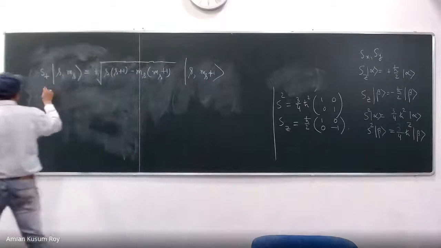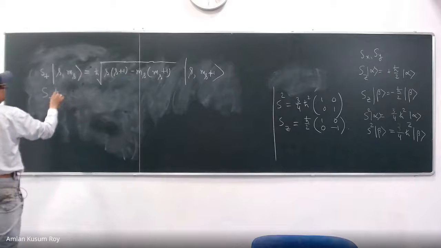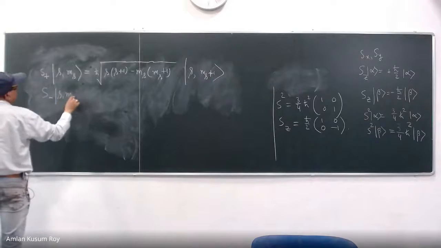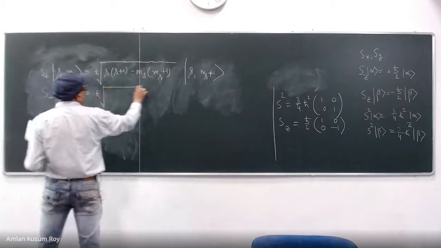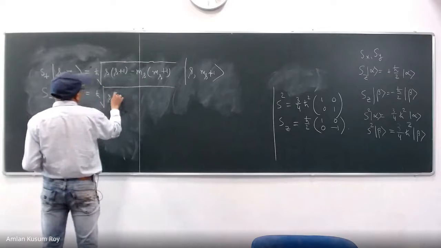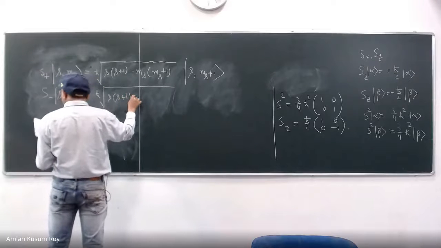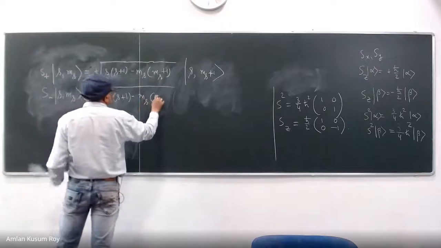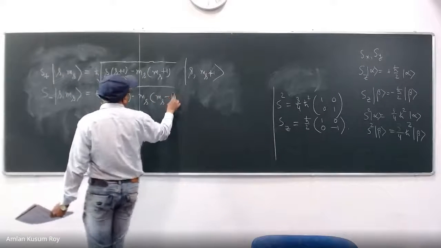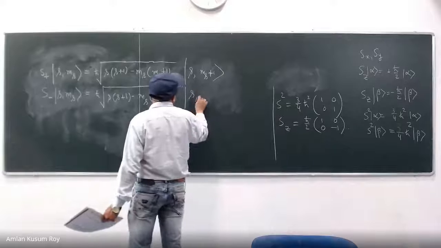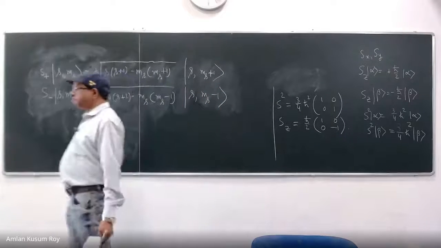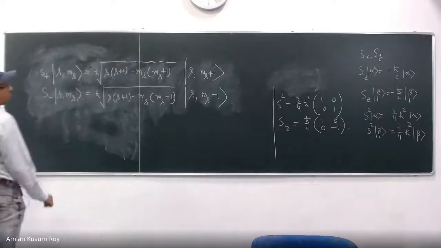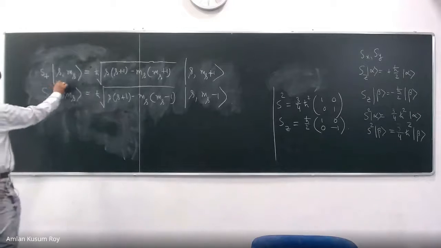And S minus operator on S, MS will become MS minus 1, equal to h cross root over S into S plus 1 minus MS into MS minus 1. Right. So what I want to do is the same story.